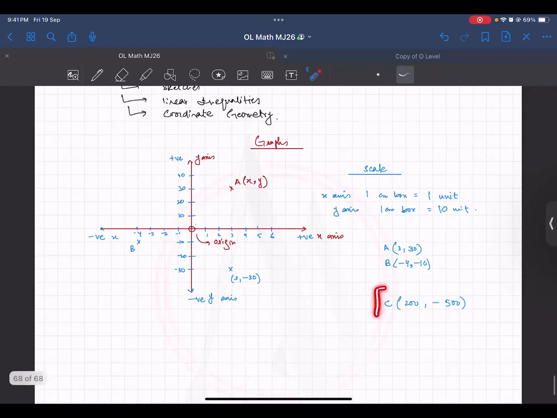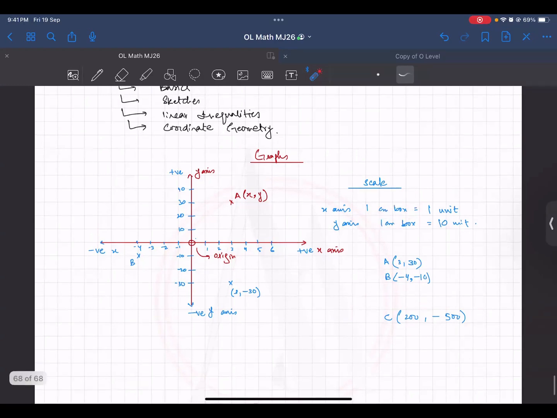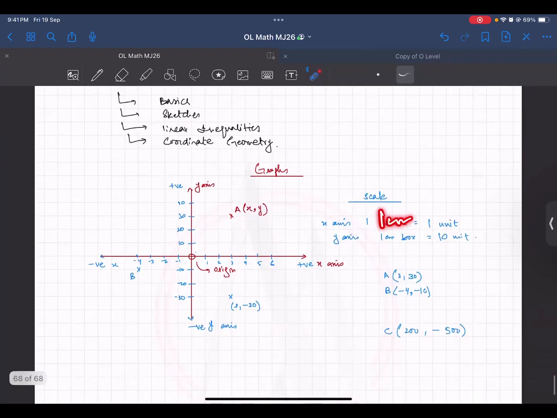I was telling that if your values are so large, with the scaling that we have used over here, 1 centimeter, 1 unit, 1 centimeter, 10 units, this point cannot be plotted, right? Because it's a very large value. So you have to choose the scaling accordingly. Then you would choose maybe 1 centimeter equals 100 units. Then 200 will come over here.